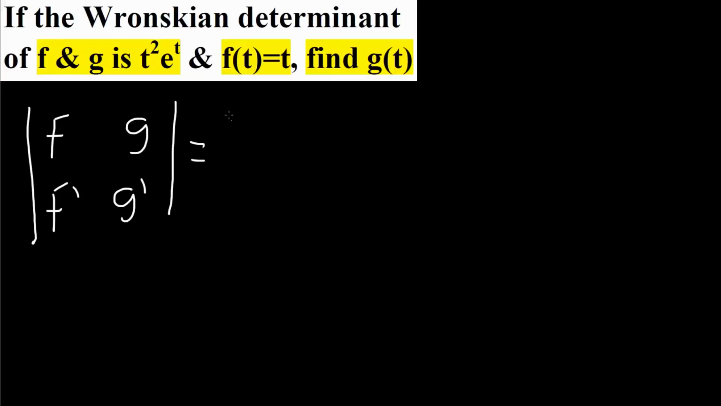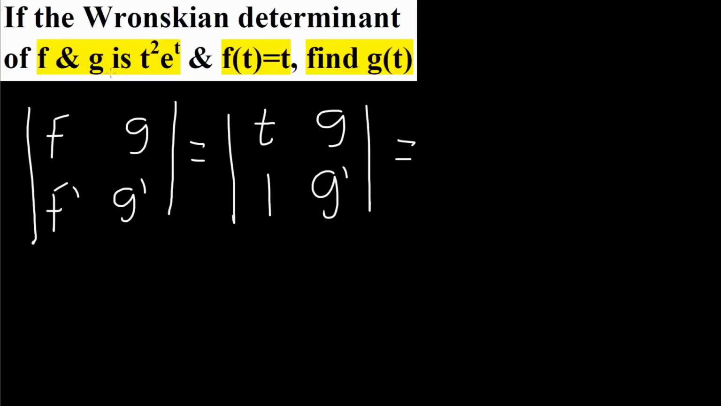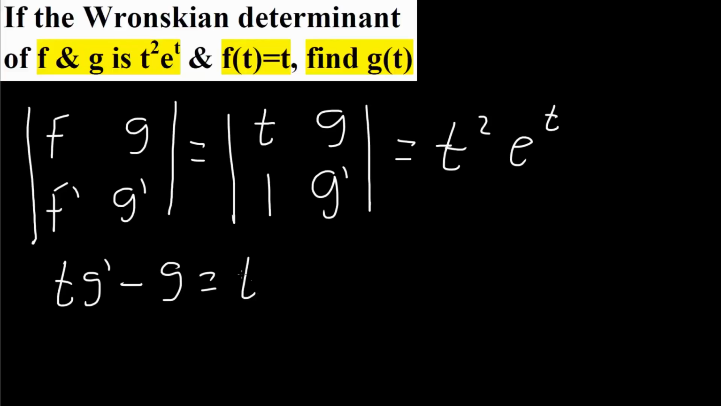And this would equal, we're given f as equaling t, we don't know g, and the derivative of t is simply 1. We don't know g, so g prime is unknown. We're given that the Wronskian determinant is t squared e raised to t. And so we'll essentially calculate the Wronskian determinant. So t times g prime minus 1 times g, so g, is equal to our Wronskian determinant of t squared times e raised to t.